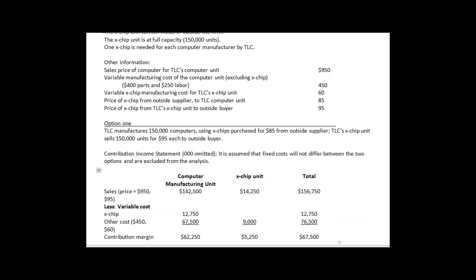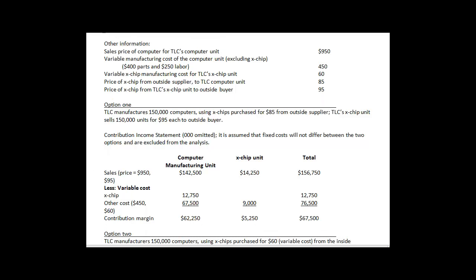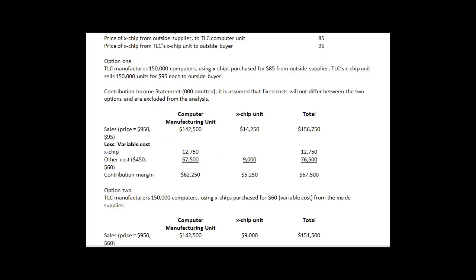In option 1, TLC manufactures 150,000 computers using X chips purchased for $85 from the outside supplier. TLC's X chip unit sells 150,000 units for $95 each to an outside buyer. In the contribution income statement, it is assumed that the fixed cost will not differ between the two options and are excluded from the analysis. All numbers are listed in thousands.